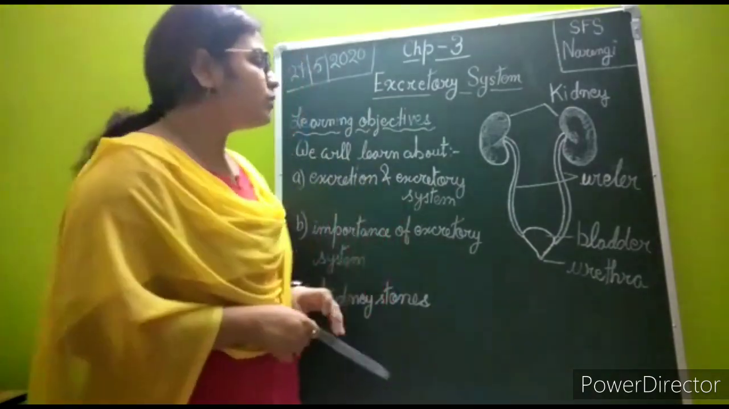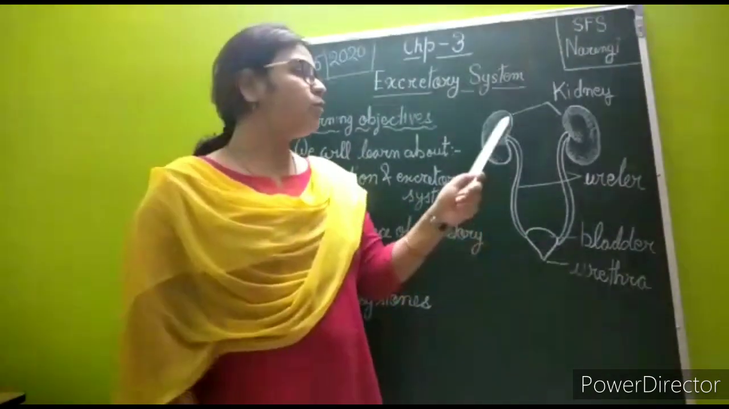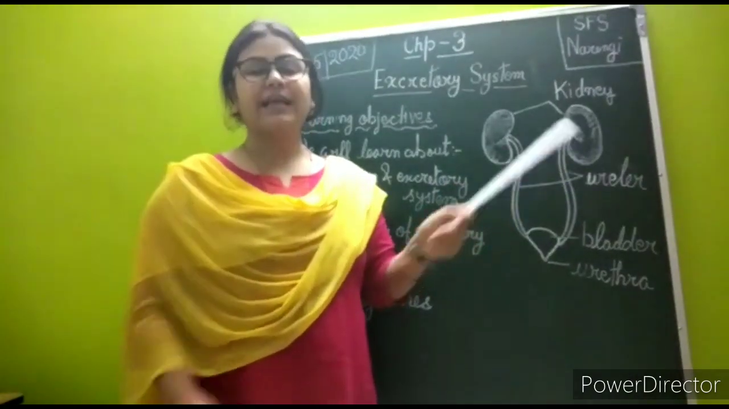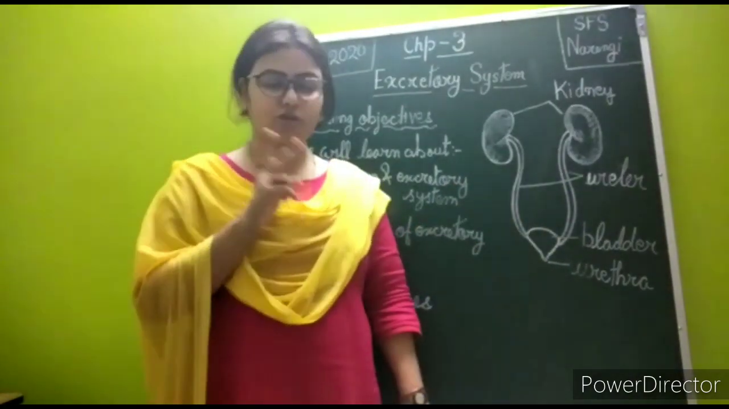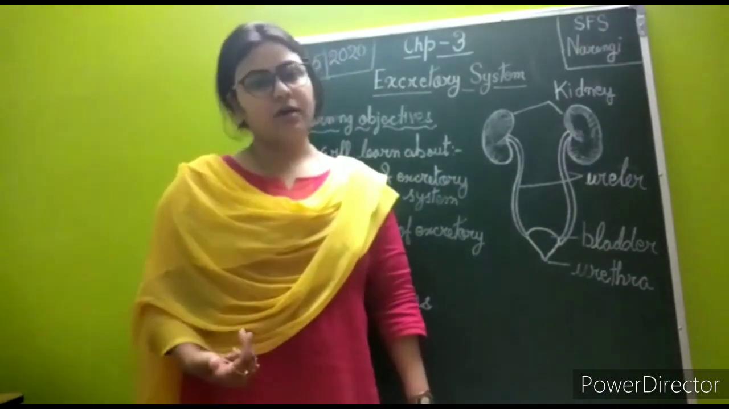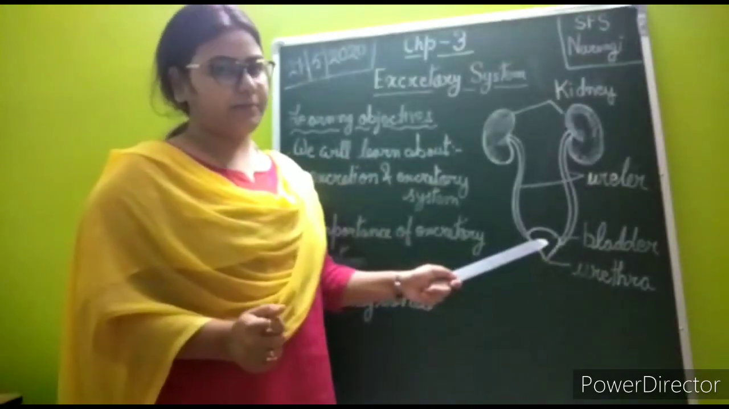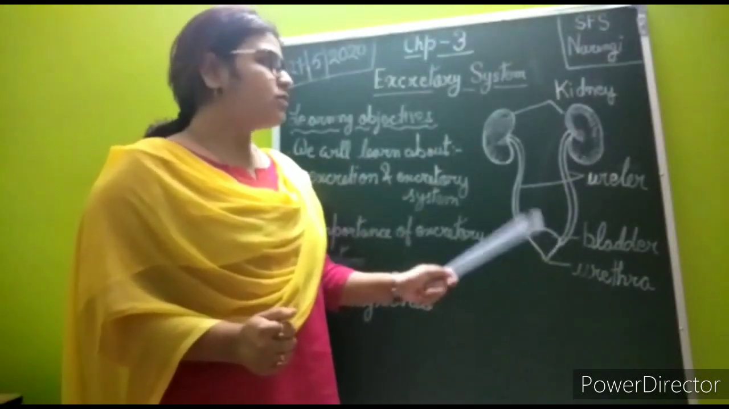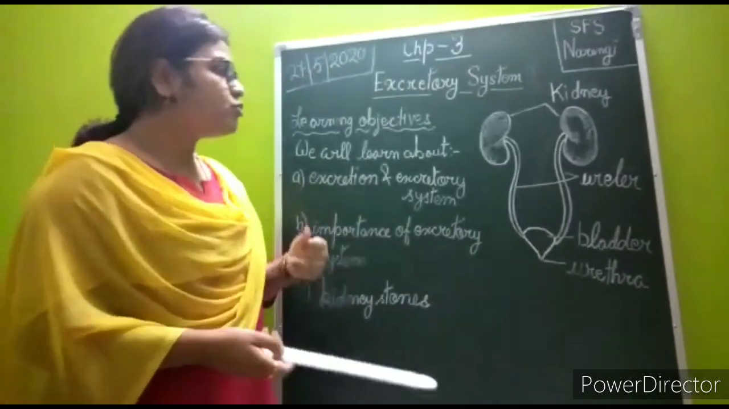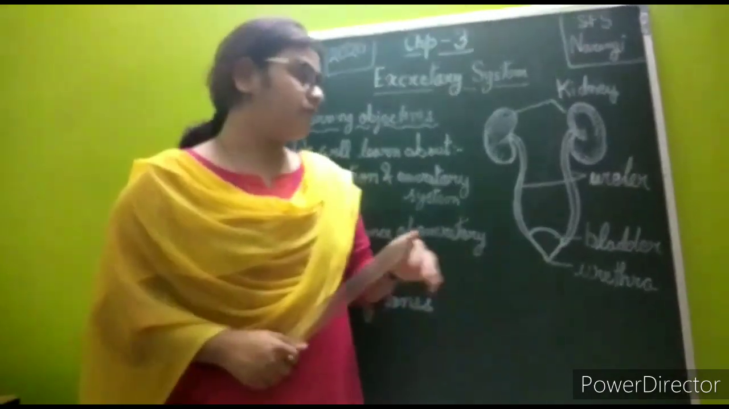So, what do the kidneys do? There is a pair of kidneys, that is, there are two kidneys, one on the left side, one on the right side. But bladder, we have only one. So, now let's move on to know what is the function of these organs.